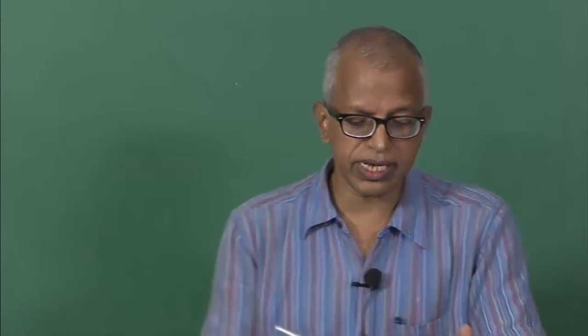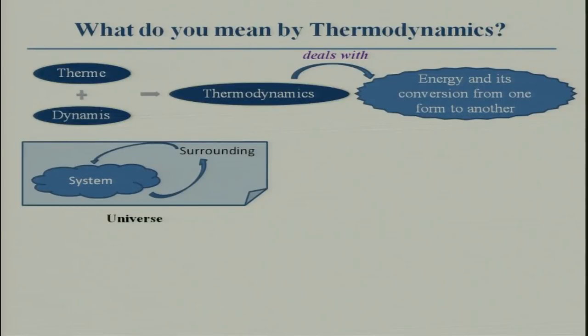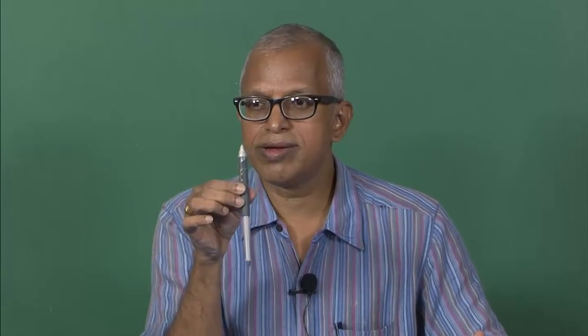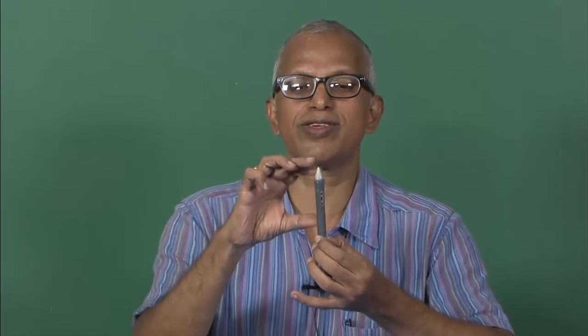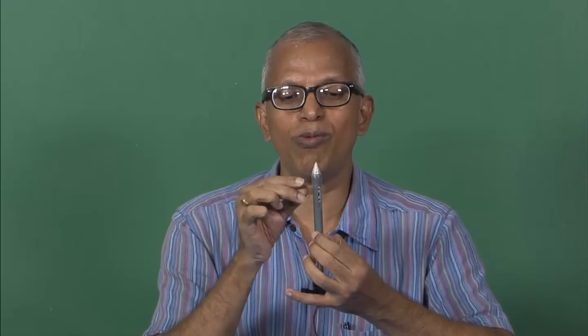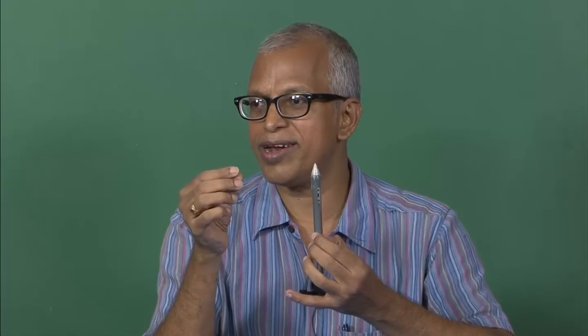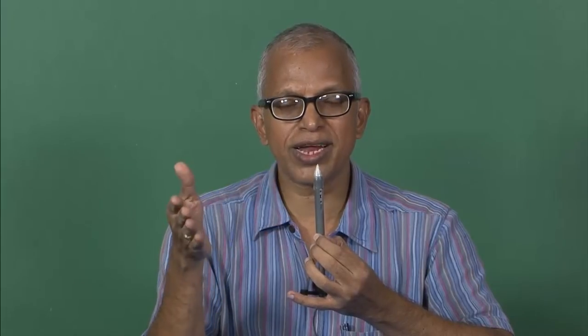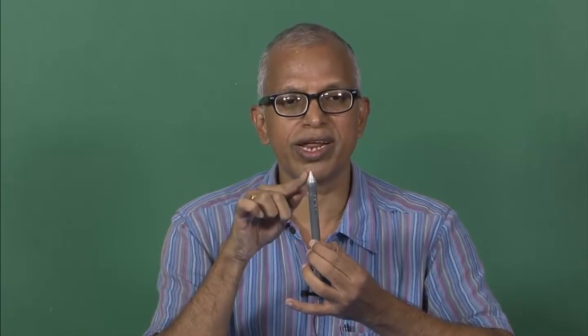So, whenever there is a system, this is a system here, right? And the rest of the thing is your surrounding, and the system plus surrounding is basically the universe, right? For example, let's say this is a candle and this is your flame, okay? Now, if I want to see how much heat is coming out of this flame, the surrounding will be outside, and this will be my system boundary, right?